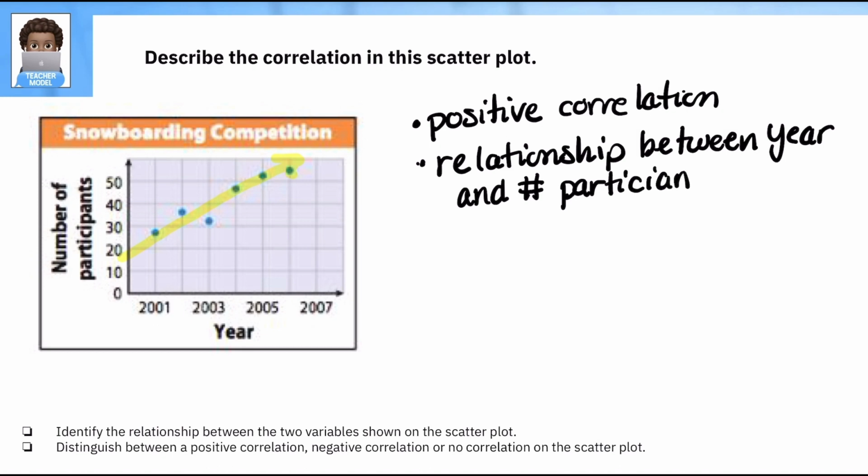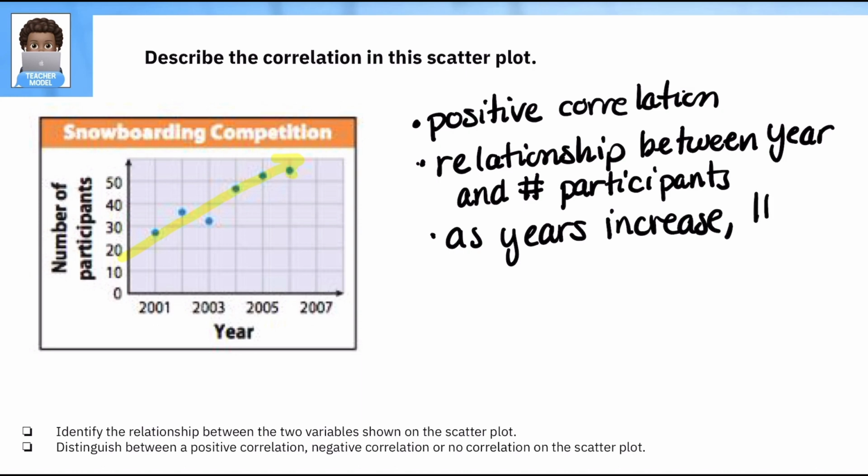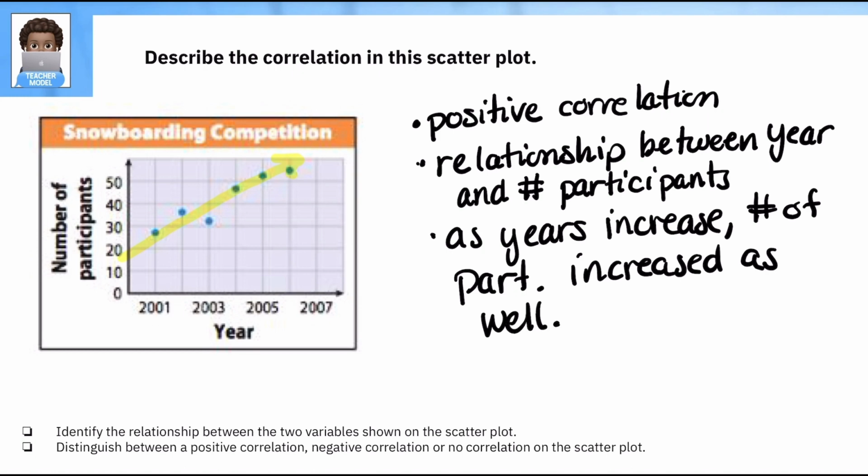That was a sentence I should have added in the last one. Participants. Oh, I almost misspelled the word participant. As the years increase, the number of participants increased as well. Okay, and that's it. That's all we're looking for in today's practice.